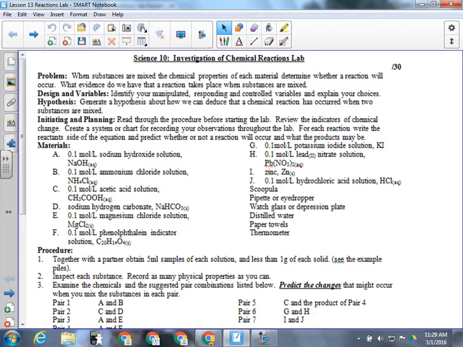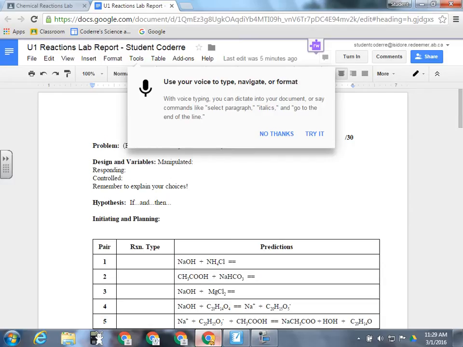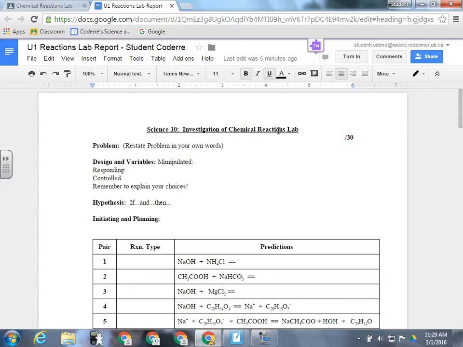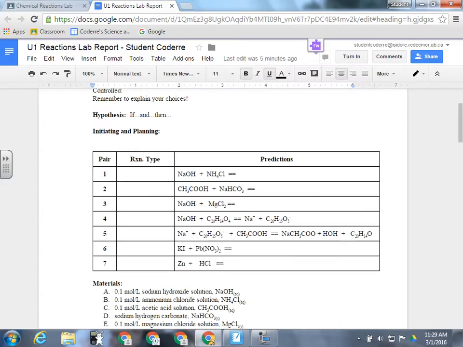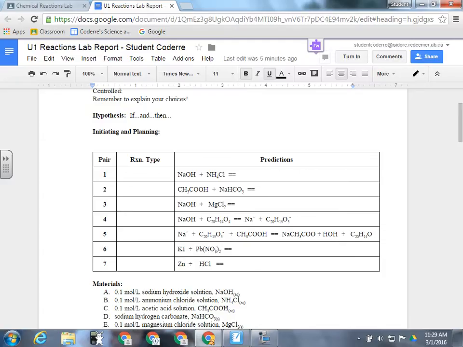All right, for the initiating and planning parts, basically you're going to be filling in this chart here. So this is your initiating and planning. Identify what kind of reaction is going on based on the reactants and predict the products. You do not have to predict the products for 4 and 5 as I've already done those.